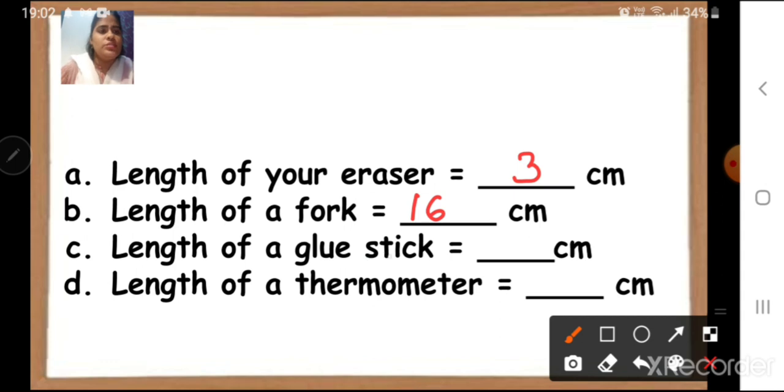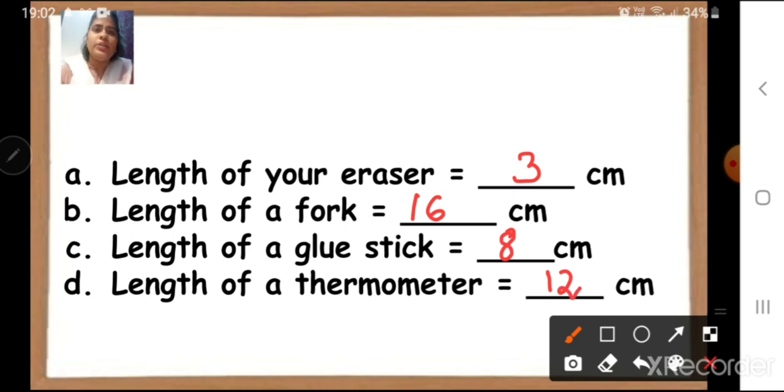Then length of a glue stick. I have a glue stick with me, so I'm going to check. And when you are checking, children, please see to it that it is on 0. From 0 we have to see my glue stick. Here it is 8 centimeter long. Last one is length of a thermometer. I have a thermometer here, so let me check the length. The length of the thermometer is 12 centimeter. So I have a 12 centimeter long thermometer.